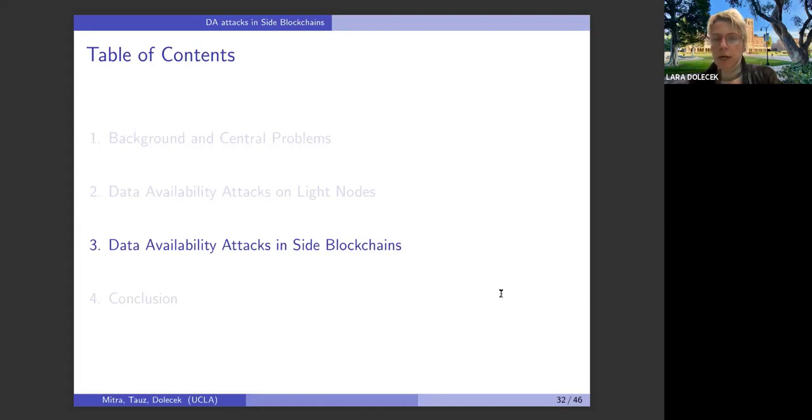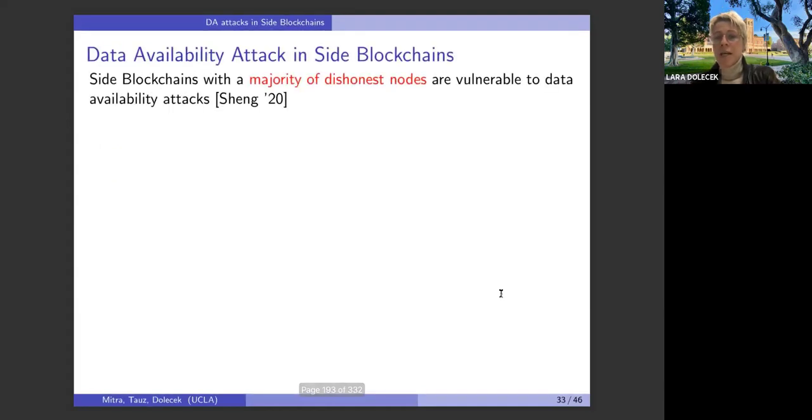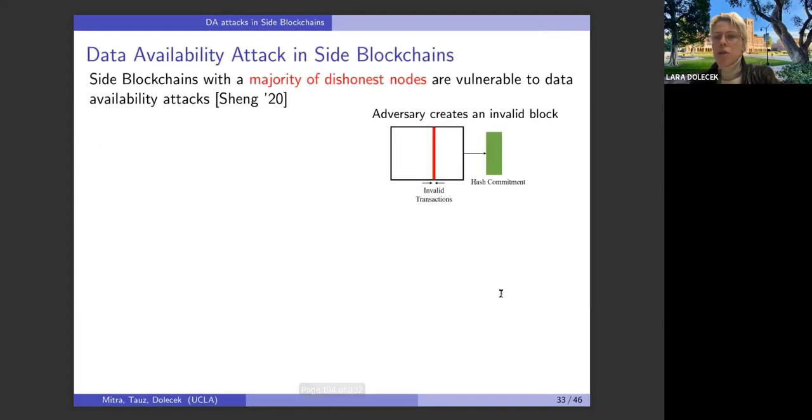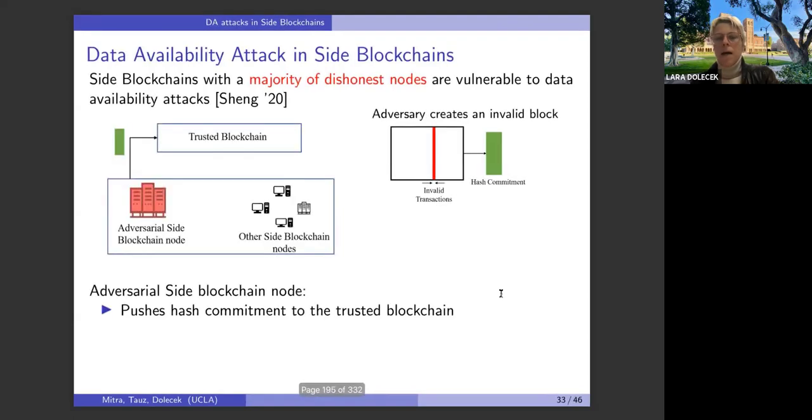Next one I will talk about is a different type of data availability attack. And now this one will be focused on what happens in the side blockchains. And as we said already, side blockchains are introduced with the purpose of increasing throughput. As recognized also in previous work, side blockchains with the majority of dishonest nodes are vulnerable to data availability attacks.